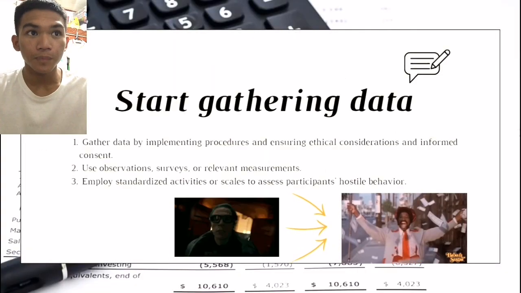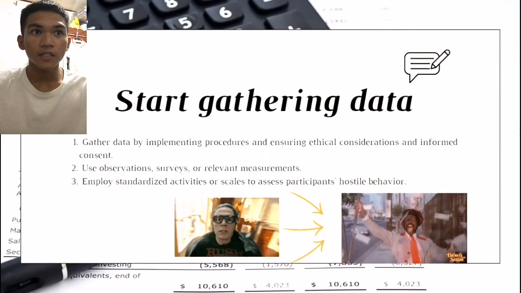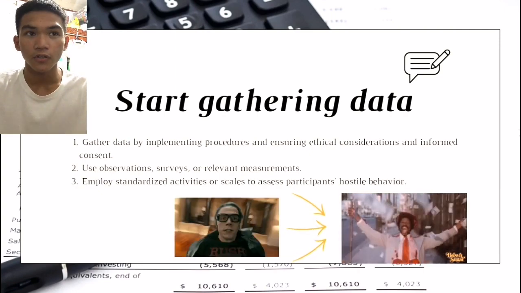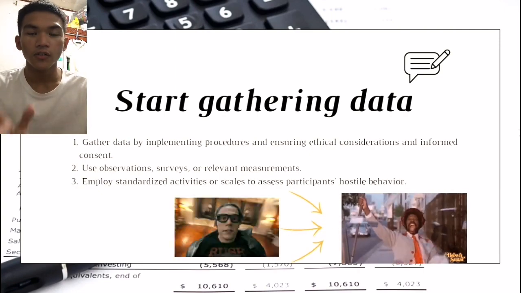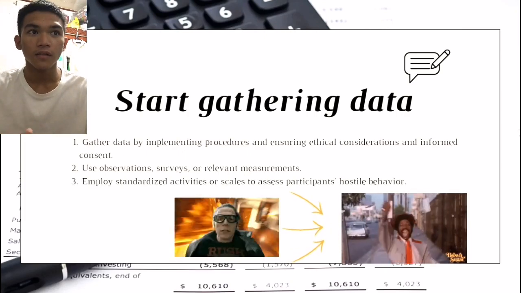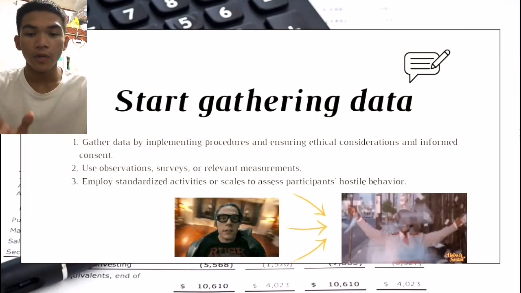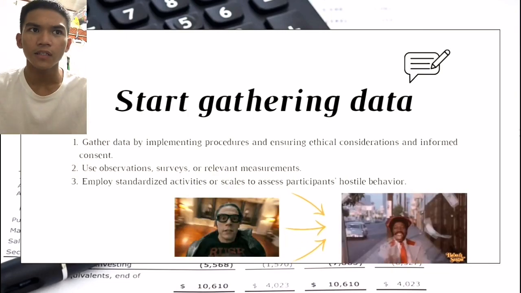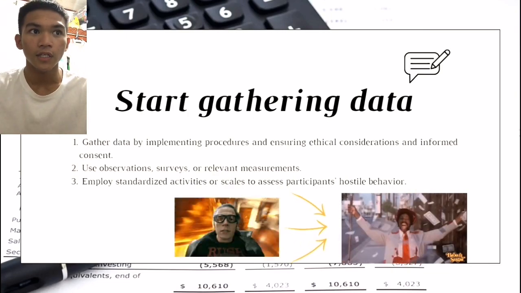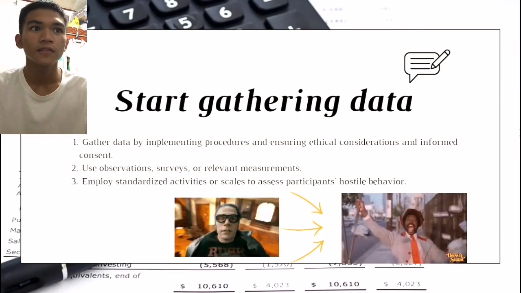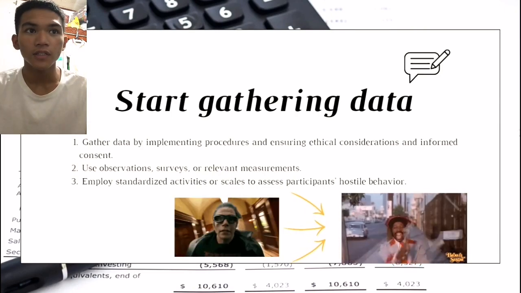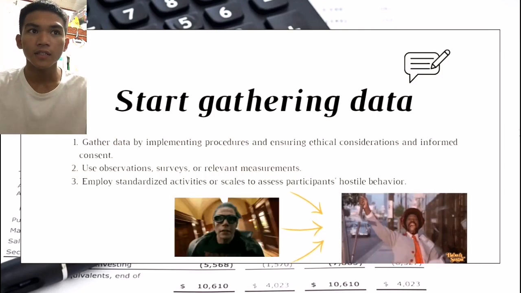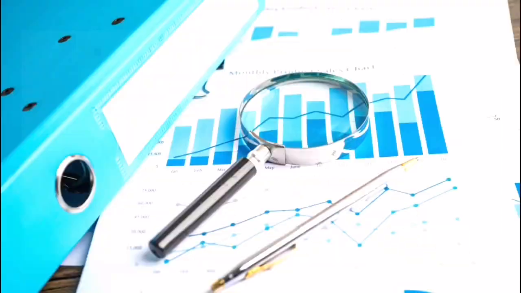After the experiment is planned, you would then start by gathering data, implementing the experimental procedures, assuring correct ethical consideration and informed consent, and gathering data through observations, surveys, or other pertinent measurements are often included in this. In our case, you would use standard activities to scale to observe and assess the participants' hostile conduct.